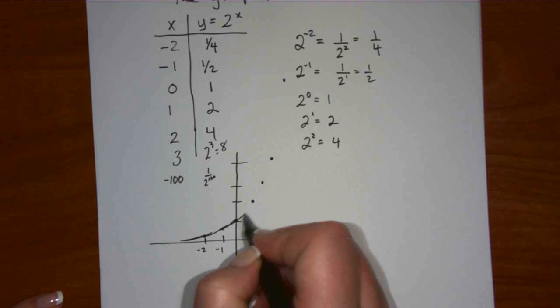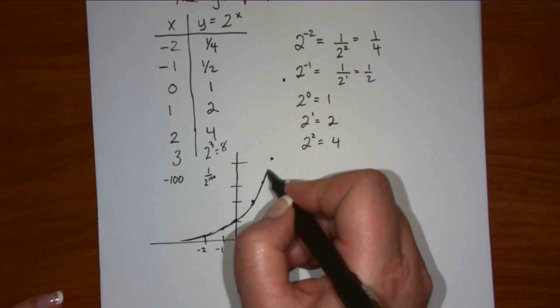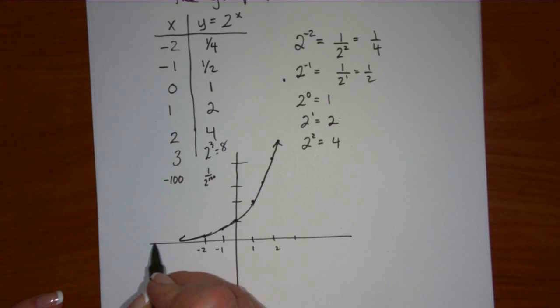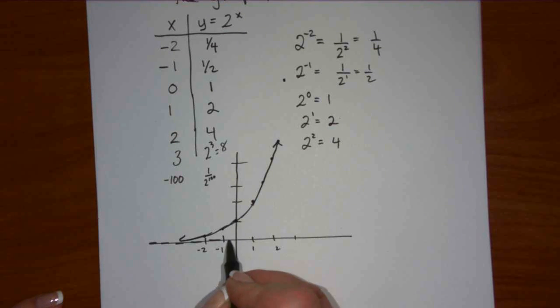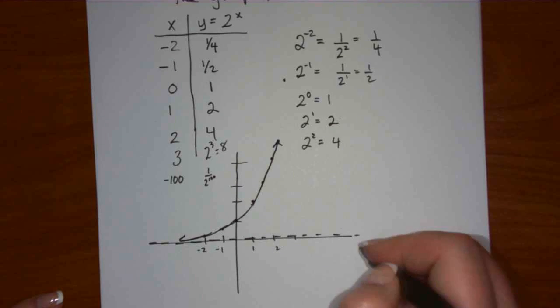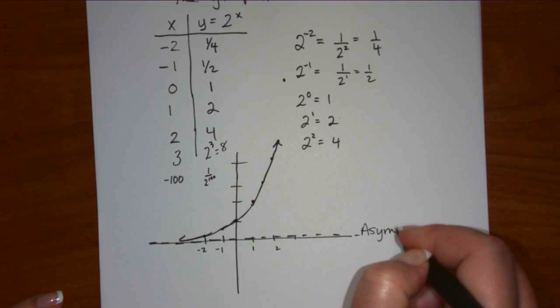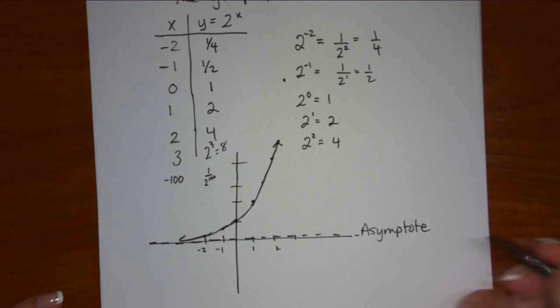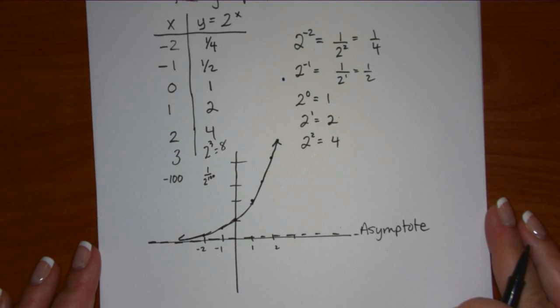So if it gets closer and closer to something but doesn't touch, what is that line called if it never touches 0? Right, so this actually has an asymptote. So that's what the graph looks like.